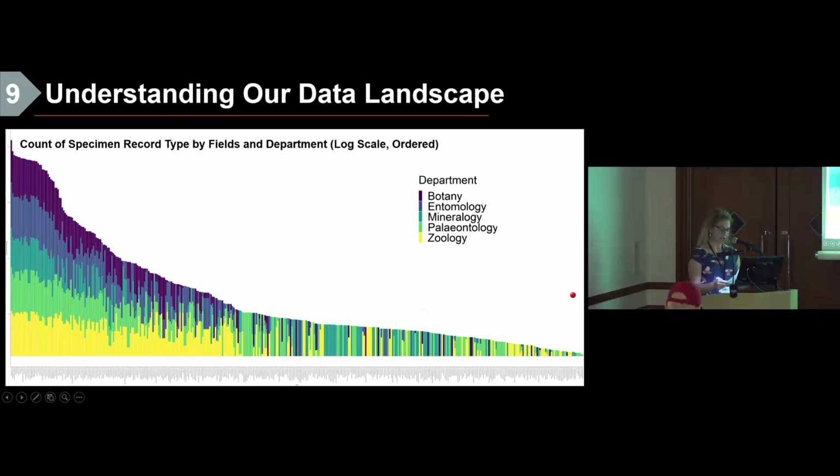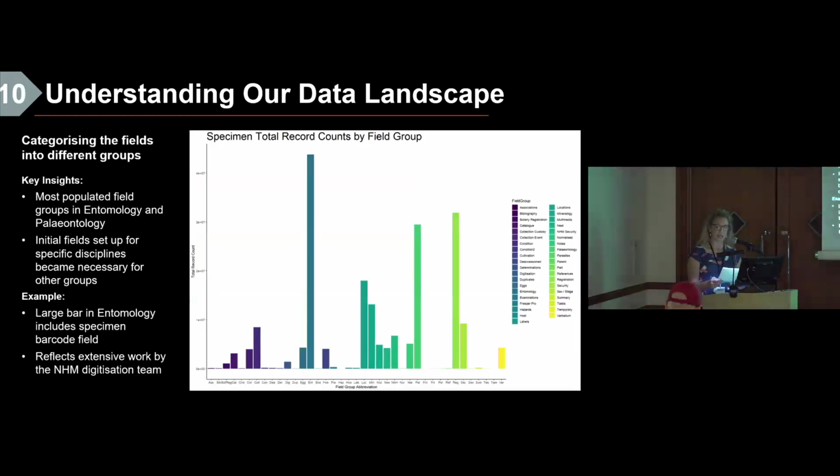And so our challenge was to delve deeper into this and untangle which fields are used by each department and identify the shared fields. So next we analyze fields used by the specimen records, grouping them by concept, such as notes, hazards, determination, and registration. These groups are represented by the different colors on the chart. And although initially set up for specific disciplines like mineralogy, entomology, or paleo, many of these fields became necessary across departments and were repurposed for shared use.